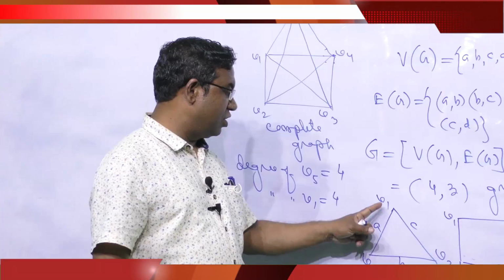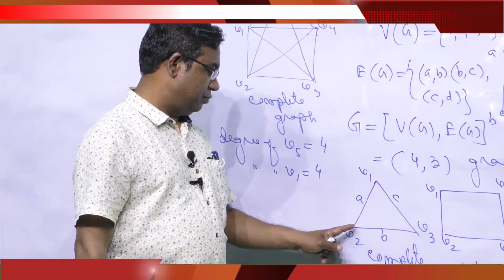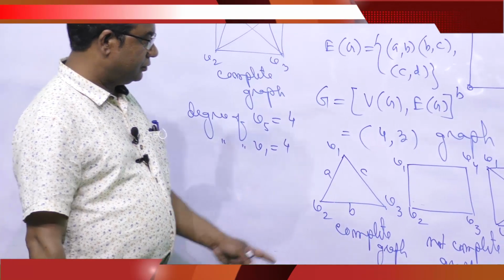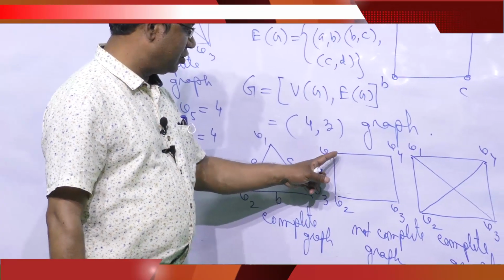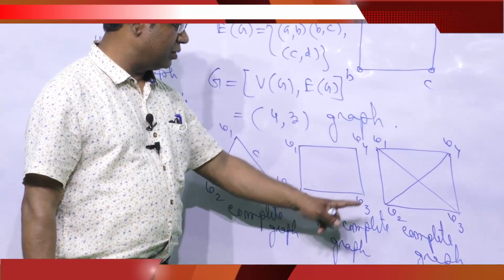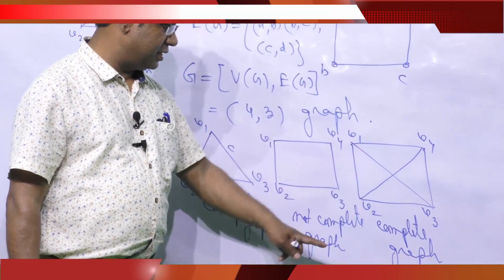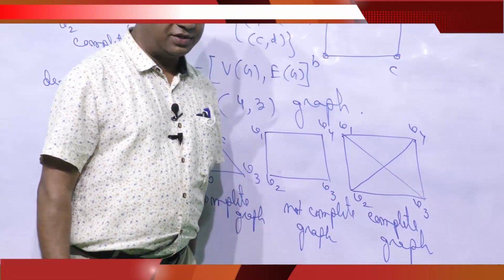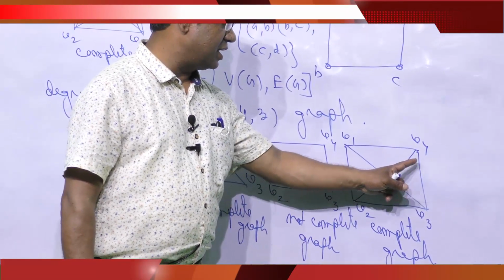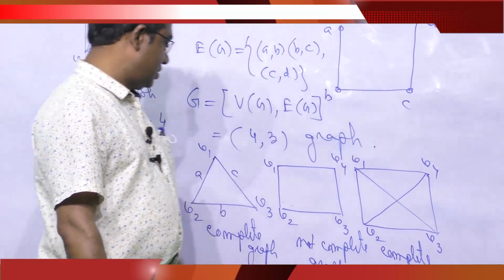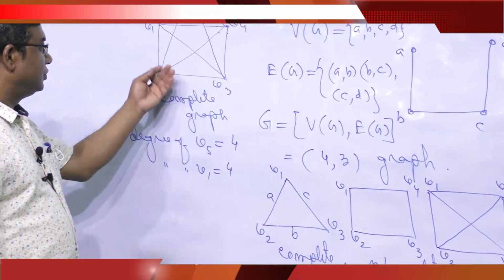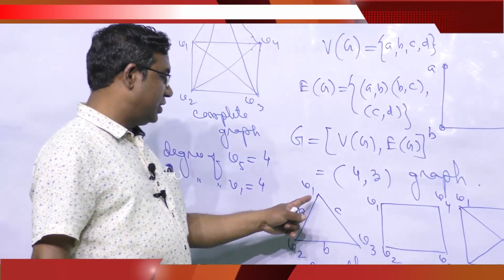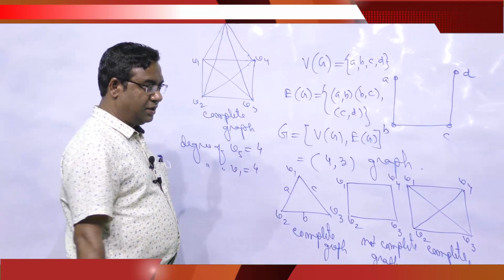Here the degree of V1 is 2, V2 is 2, V3 is 2. And here the degree of V1 is 2, V2 is 2, V3, V4. Here the degree of V1 is 3, V2 is 3, V3 has 3 lines incident with it, V4 also 3. So these are the degrees. So in a graph, degree means the number of lines incident with the vertex.